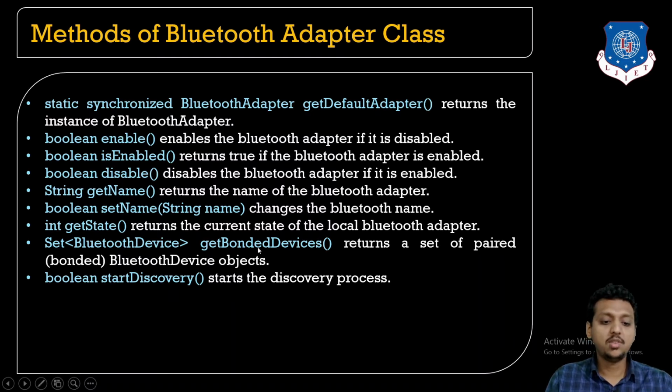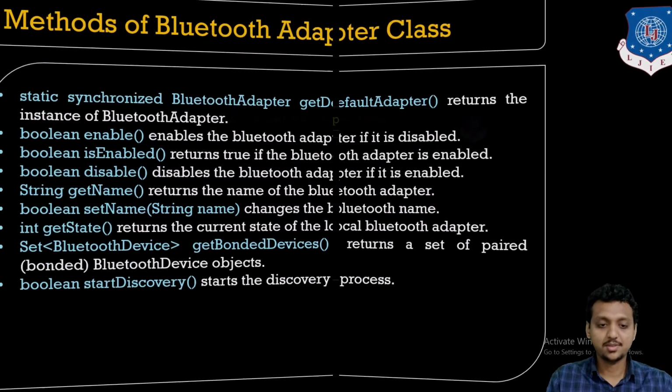Then Set of BluetoothDevice, getBondedDevices, returns the set of paired devices, or I can say BluetoothDevice objects. And startDiscovery starts the discovery process.